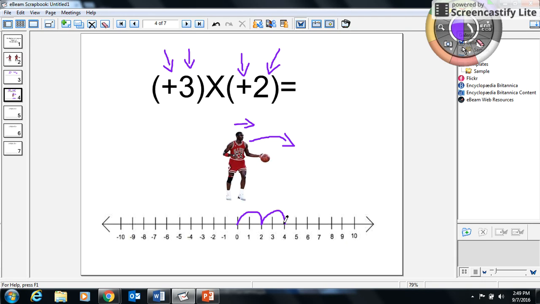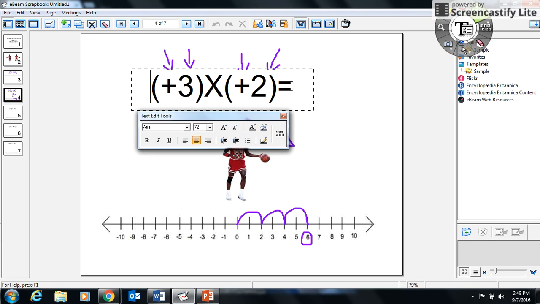Too big. Good. And we know he takes a third dribble. And he's going to end up right there. And folks, that number right there is your answer. So in this case, we know that positive 3 times positive 2 is positive 6.